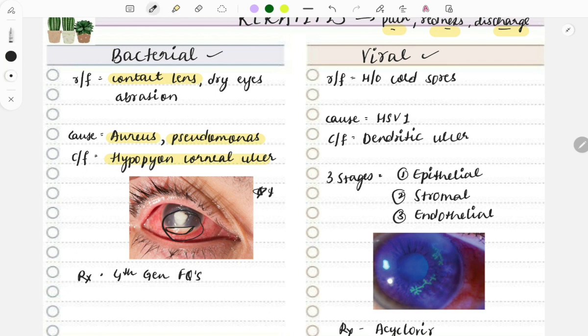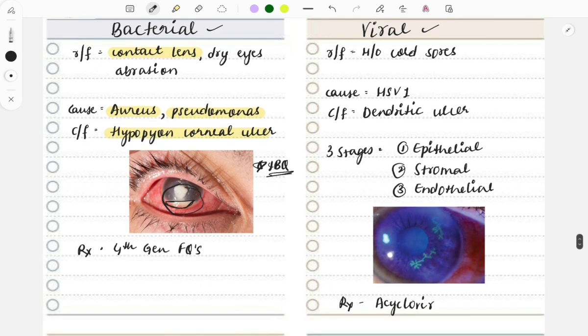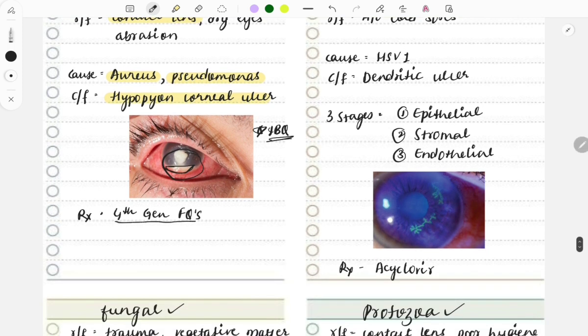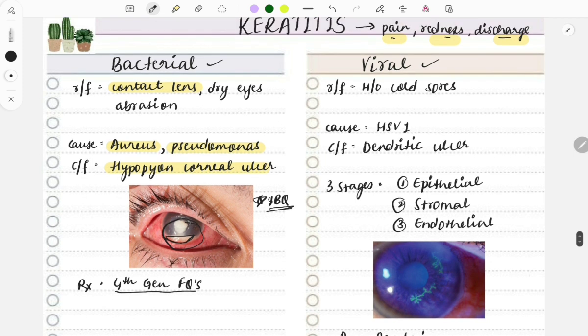So an image based question can also be asked. By this, if they ask you to make the diagnosis, then it will be bacterial keratitis, and if they ask for the treatment, then it will be fourth generation fluoroquinolones. Then moving on to the viral. The risk factor for development of viral keratitis is history of cold sores, and the cause is HSV1.